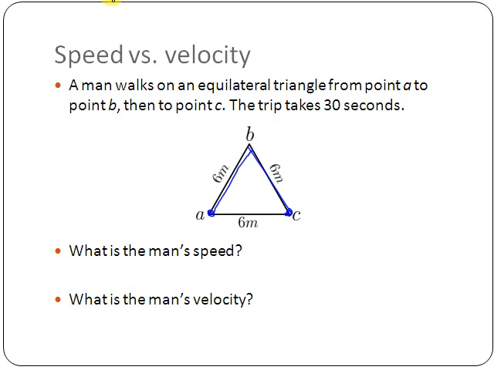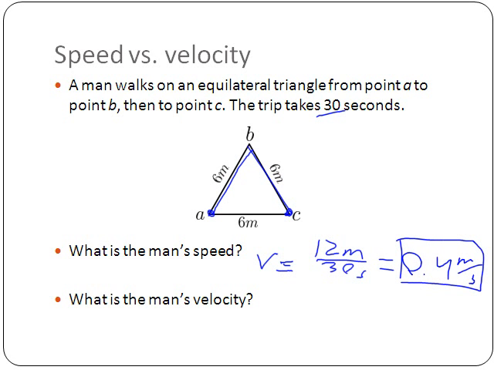Well, remember, speed cares about path. And the path that he took from A to B took 6 meters, then B to C took another 6 meters. And so to find his speed, his distance, that is the path length he took, is going to be 12 meters, divided by the time, and we're told that was 30 seconds. So we take 12 meters divided by 30 seconds, and that is going to give us 0.4 meters per second. So that right there is going to be our speed. It worries about the path we take.